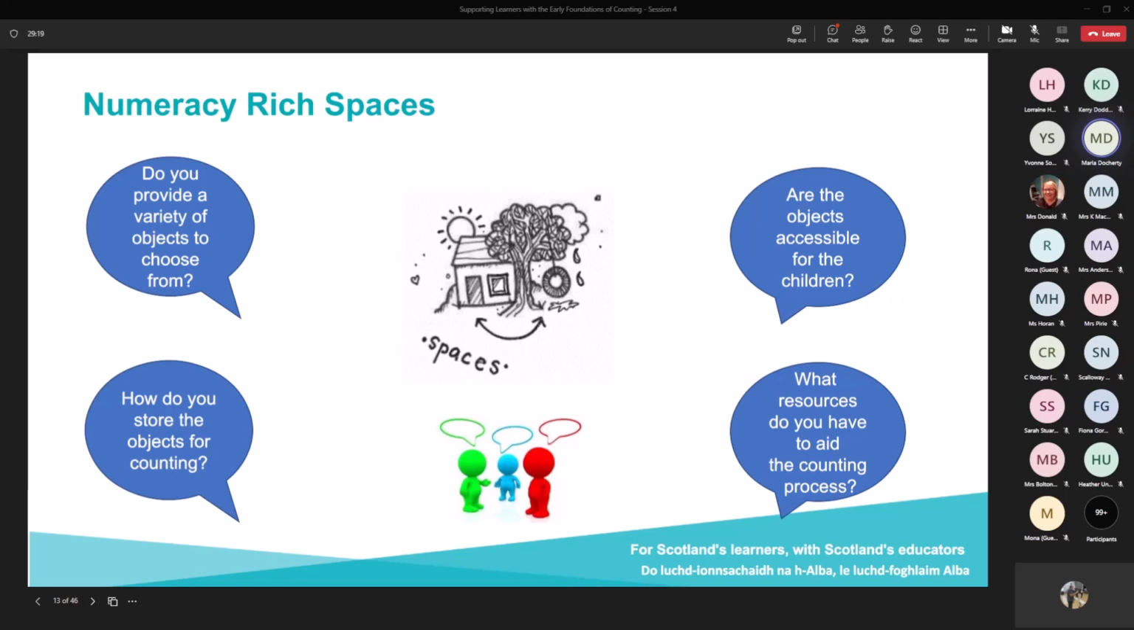How are they stored? So think about how accessible they are for the children. Can they reach them? Are they too heavy? Are they too high up? These are all the things that a wee audit is good for, looking at it from a child's perspective. And again, about those tools, what tools do you have that are readily available for the children that will really help support the counting and the recording of the count that we'll move on to as we share the scenarios with you.